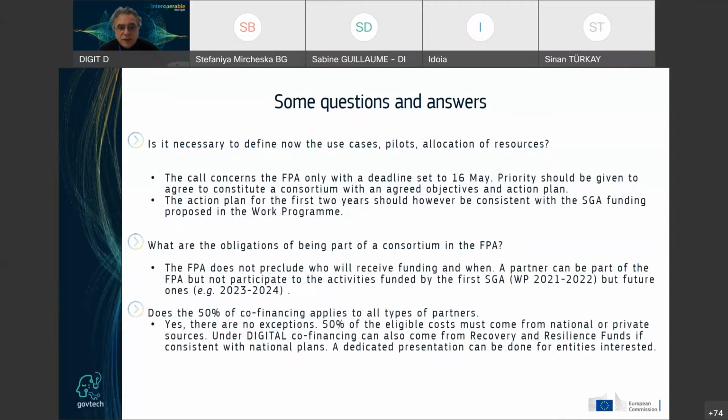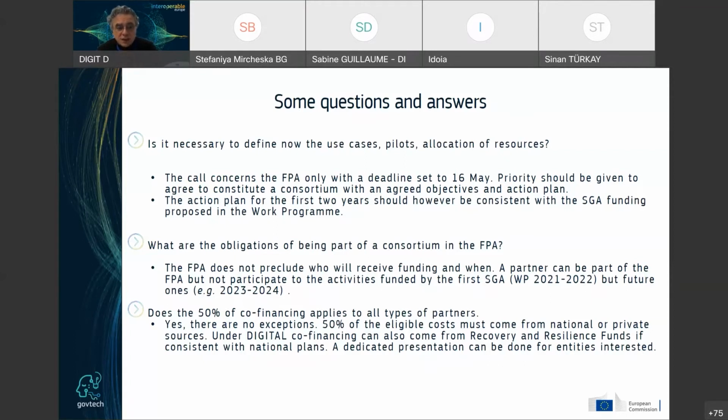One of the questions is whether it is necessary to define now the use case, pilot, and allocation of resources. As I said, the call concerns only the FPA, with the deadline set. Here I put a mistake, it's the 14th of May. The priority should be given to constituting the consortium with agreed objectives and an action plan. What is important to know is what we are proposing to fund for the first 2 years, so the action plan, of course, should be consistent with what we propose to fund.